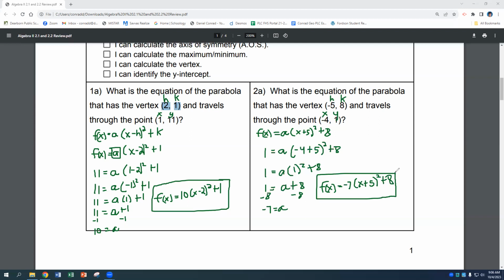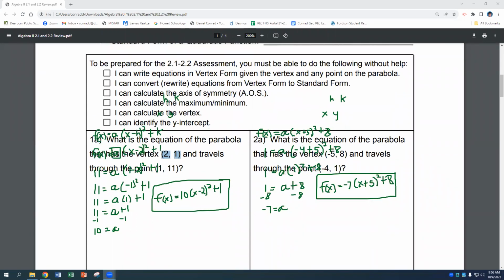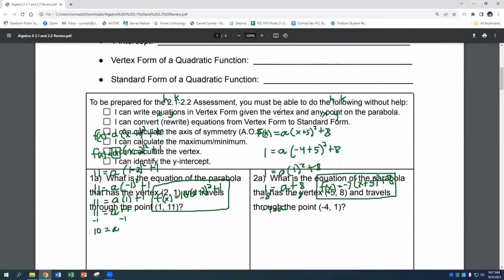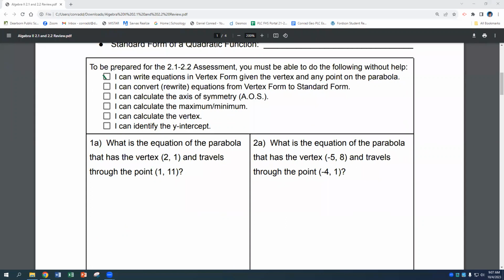So there's 1 and 2. We have to be able to write the equation in vertex form if we have the vertex and one other point. That's that first check mark. If we can do 1A and 2A, we can put a check mark right here on that first one. We just did that.